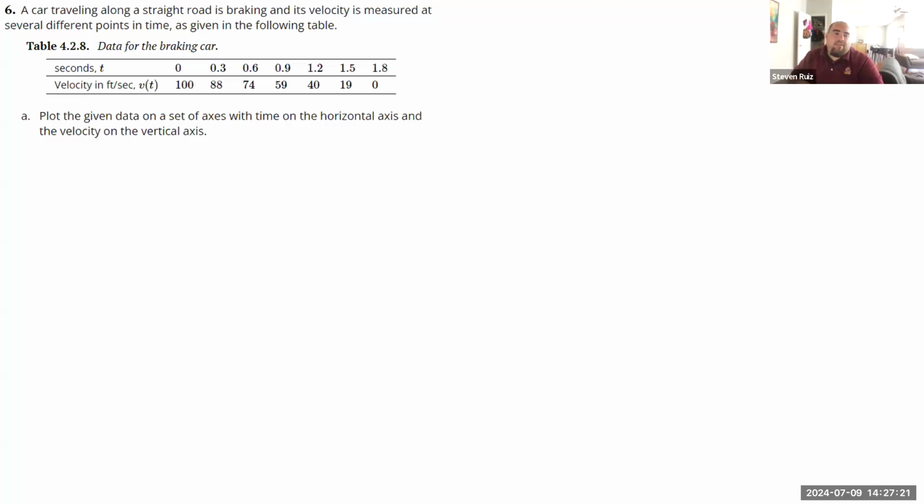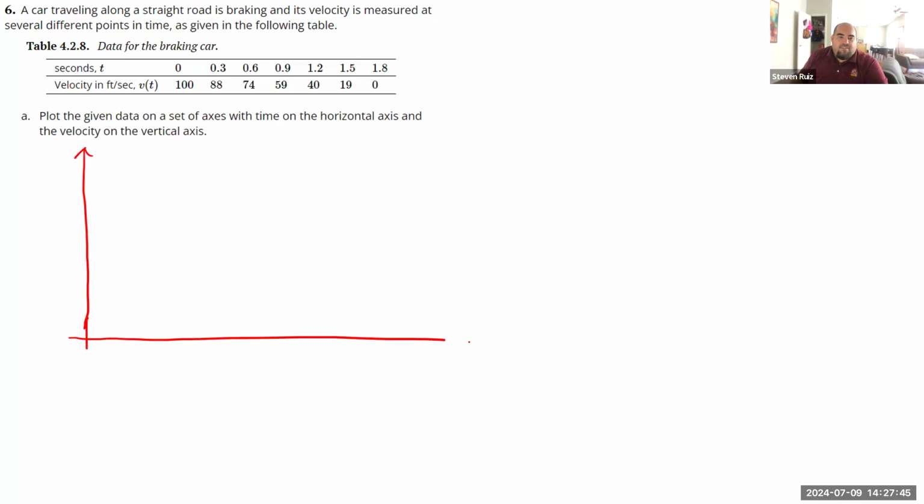All right, so we have some data here. A car is braking, coming to a stop. What we'd first like to do is plot this data on a set of axes. Given we only have a few points of data, we can make a graph here. So let's go ahead and do that.